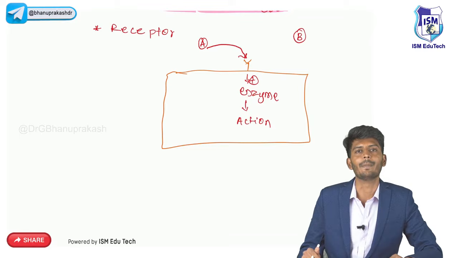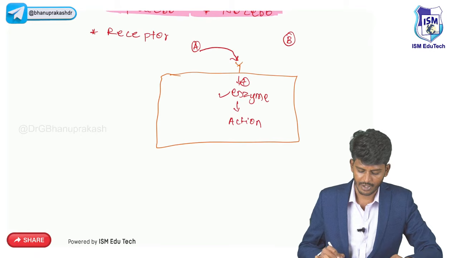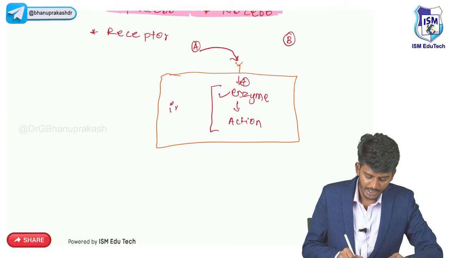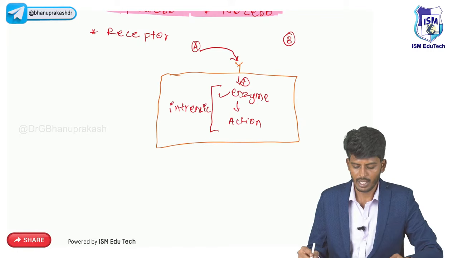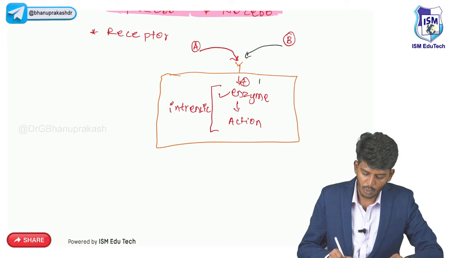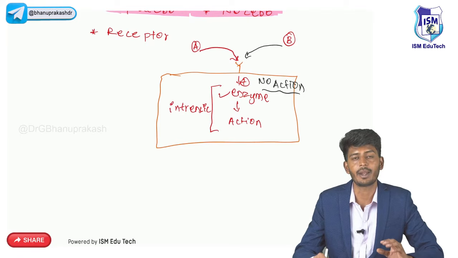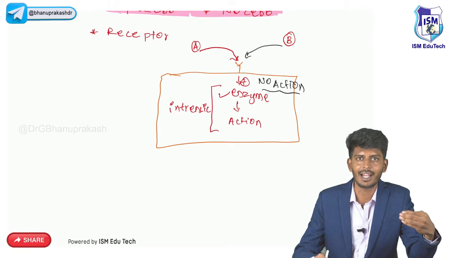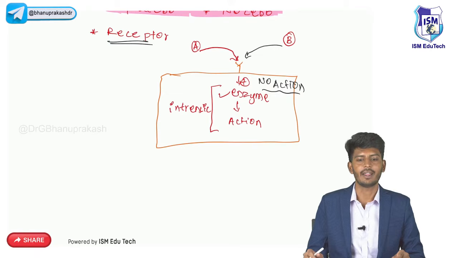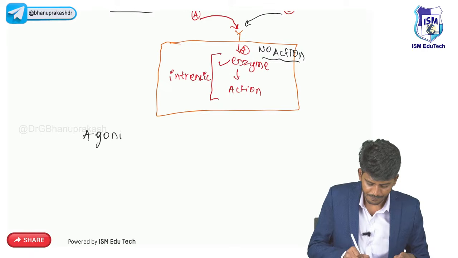Because of drug A, there is an activation of some enzyme and there is an action. This type of activity which occurs inside the cell, we call an intrinsic action. Now, let's talk about drug B. When drug B acts, there is no action at all inside the cell whatsoever. It will go and bind to the receptor, but there is zero action. So based on whatever action occurs inside the cell, the receptor mechanism is divided. For example, we have some drugs called agonists. We have one more drug called antagonist.